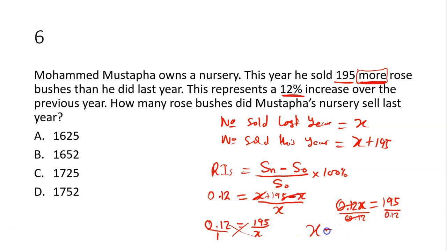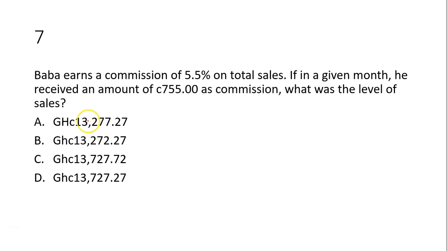So x will give us 195 divided by 0.12, which should give you 1625. The question says, how many rose bushes did Mustafa's nursery sell last year? So last year he sold X, and X is equal to 1625. So the correct answer for question 6 is A. Let's proceed to the next question.